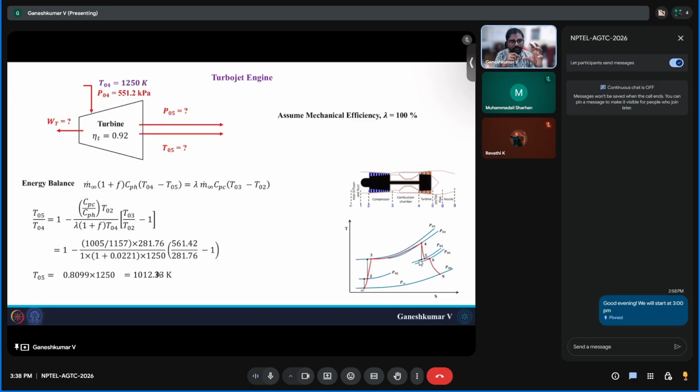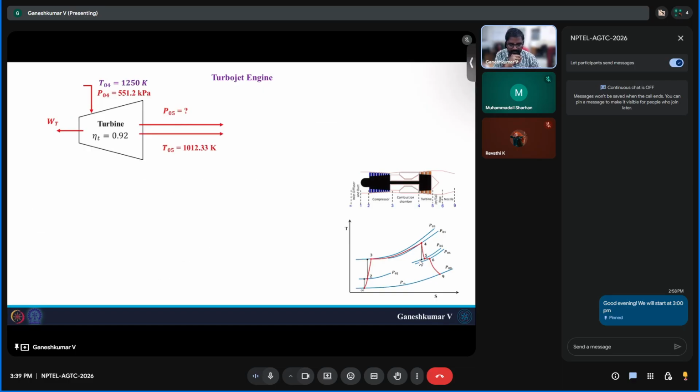That is the amount of energy that has been extracted by the turbine, which means that is the amount of energy the compressor needs. If you have a mechanical efficiency, let's say it is no more 100% but 90%, this temperature would be even lower, because the turbine needs to extract more energy to give the compressor the required energy. So we already found T05 now. We need to just find P05. So how do we find P05?